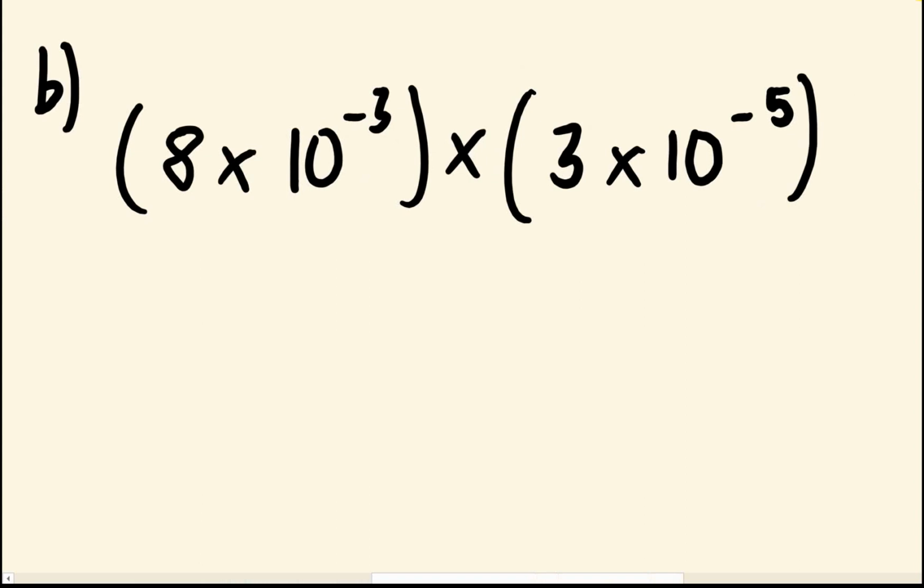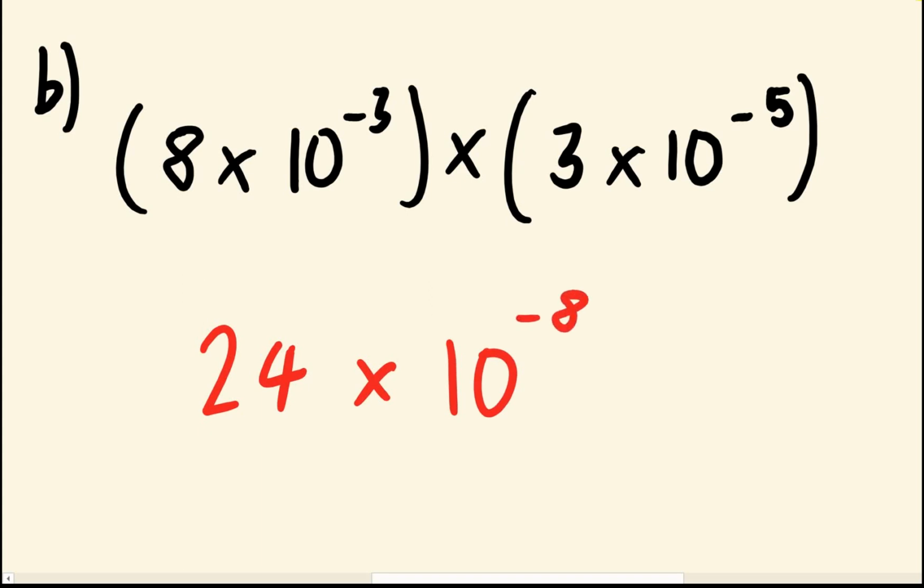Part B we do the exact same way. Times the numbers. 8 times 3 is 24. And we're going to add the powers. So you've got minus 3 plus minus 5. If you're adding two negatives, your answer is getting more negative. So it's going to be times 10 to the minus 8.